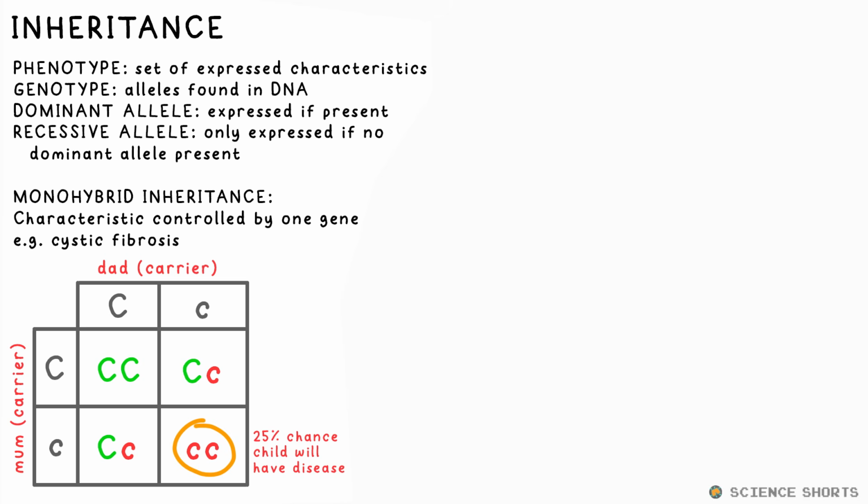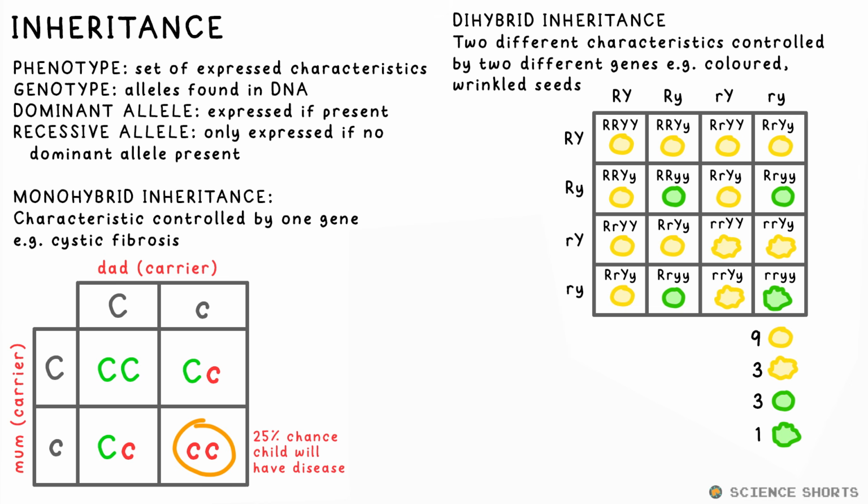He or she will have the disease. It's not quite as simple as straight probability like this though, but it's fairly close. Dihybrid inheritance is when we consider two different characteristics inherited from two different genes. This gives a 9:3:1 ratio of phenotypes, as you can see from the Punnett square.